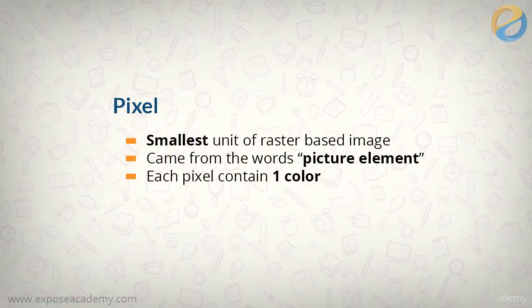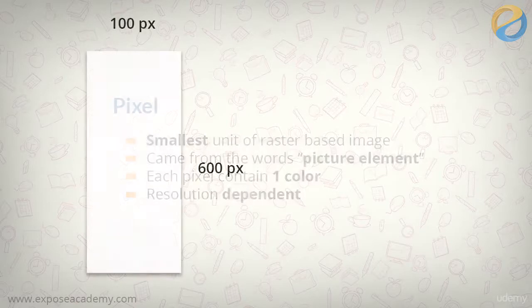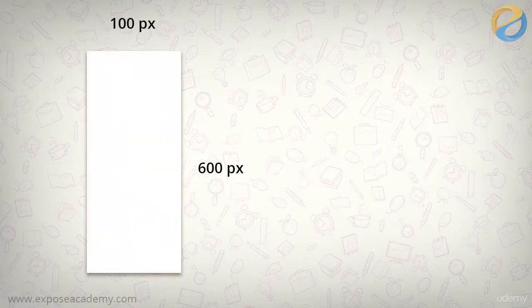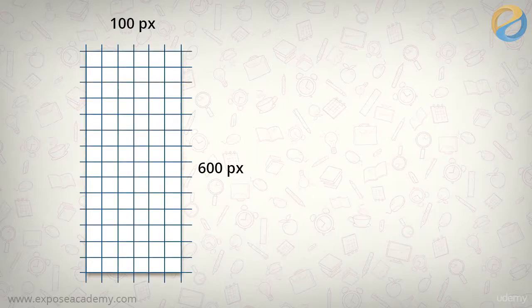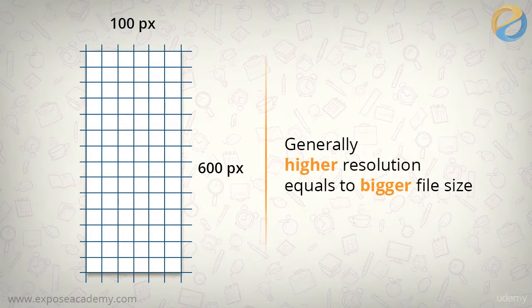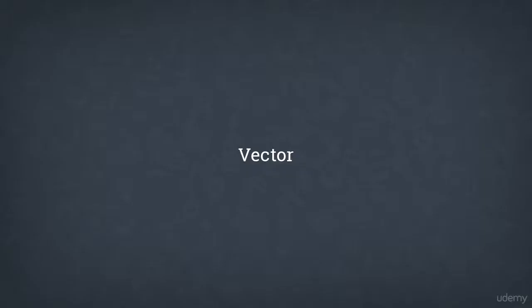Because raster images are made of pixels, they are resolution dependent. What I mean by that is that if someone says this image has 100 by 600 pixels resolution, for example, it means that it has 100 columns and 600 rows of total pixels. High resolution images will have finer detail because more color information can be contained by that image, but the file size will be bigger. Basically, the higher the resolution, the bigger the file size.